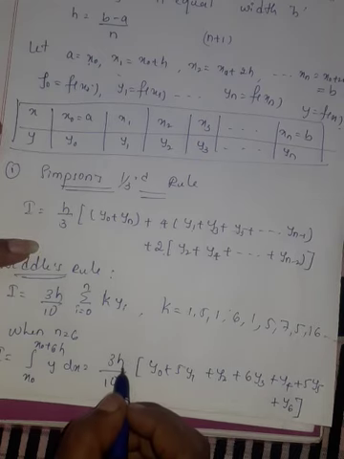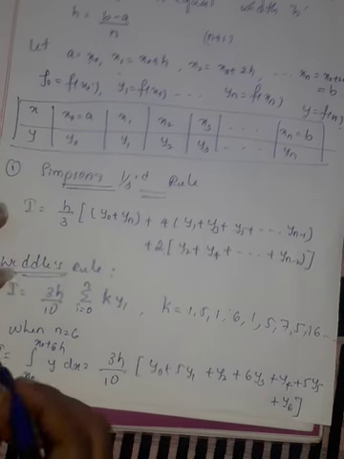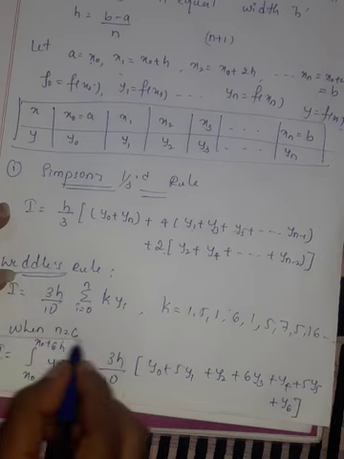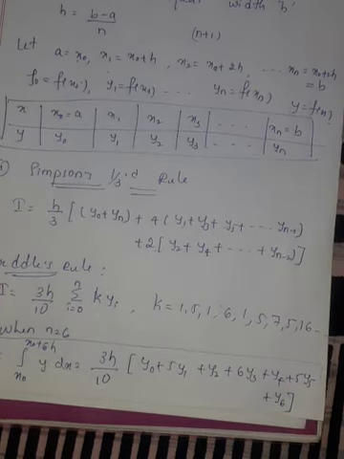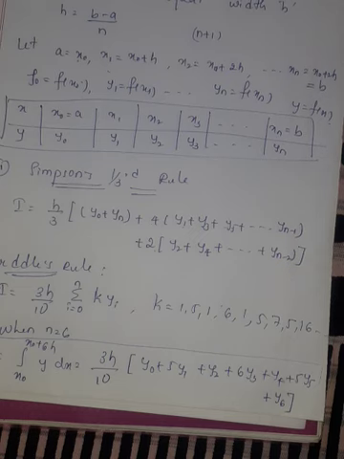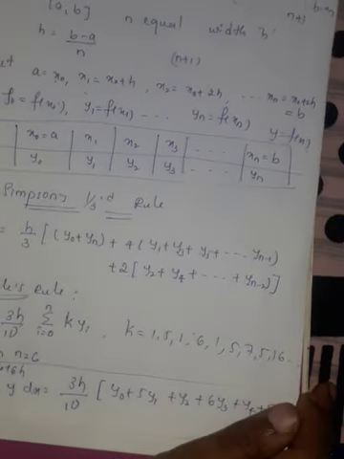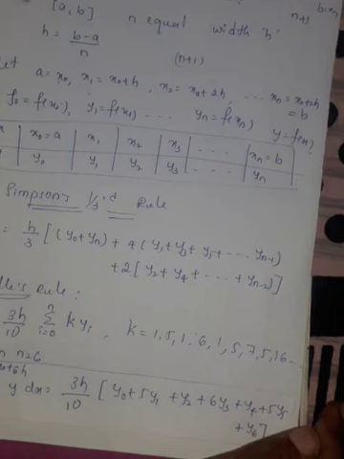Here h is nothing but the width. In Weddle's rule also, the derivation is not required. You have to remember the formula. So now, using these formulas, let us solve some examples. But before solving examples, we have some notes here.